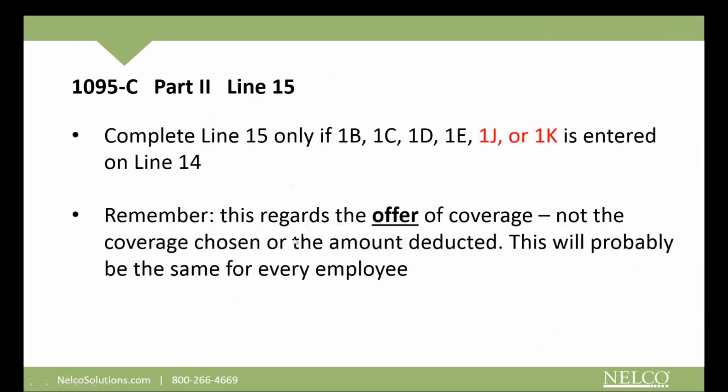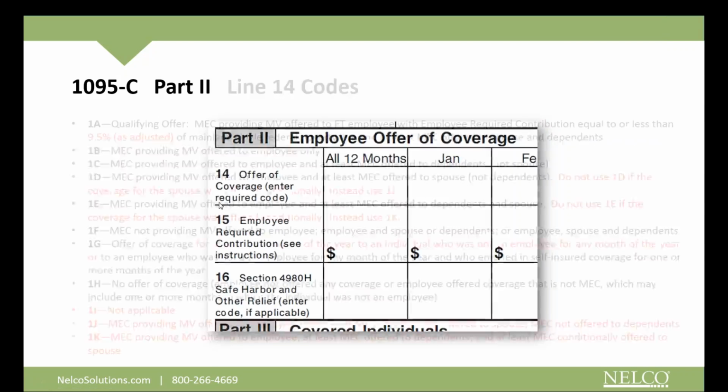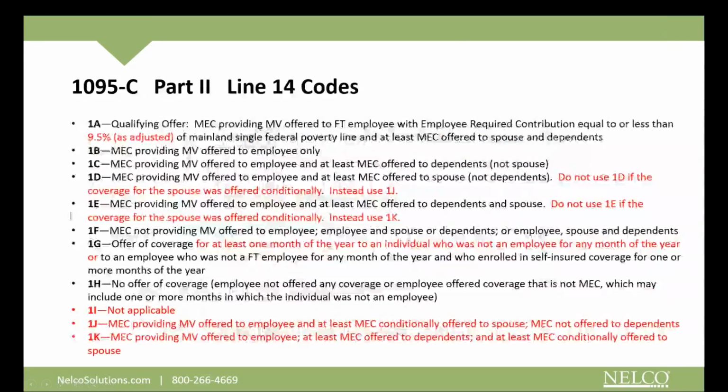That is a good question. Line 14, your best bet is probably going to be code 1H. Again, use the correct code. But if you did not offer them coverage because they are under code 2E for a union, and so you did not offer them any coverage, I believe code 1H is the correct code to enter in that case. Okay, and I will double check that though.